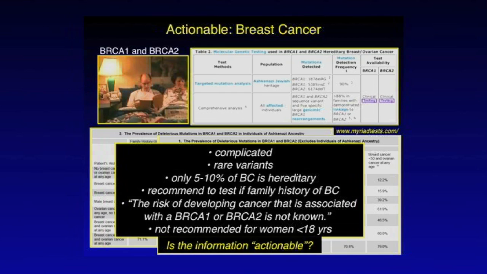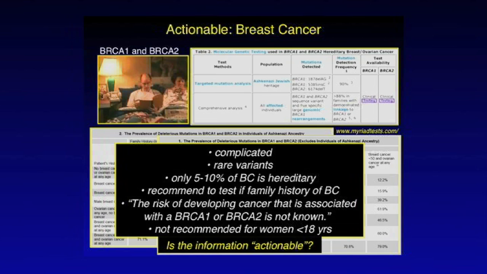And then we have to consider that only 5 to 10% of breast cancer is this hereditary familial type. So even someone that didn't have these mutations coming from this test would not be safe. They would just default to the baseline breast cancer incidence, which is about 1 in 8. It's recommended to test if there's a family history of breast cancer. So if you already know there's a family history of breast cancer, is that actionable enough, or what else does this genetic test give? That's an important question.